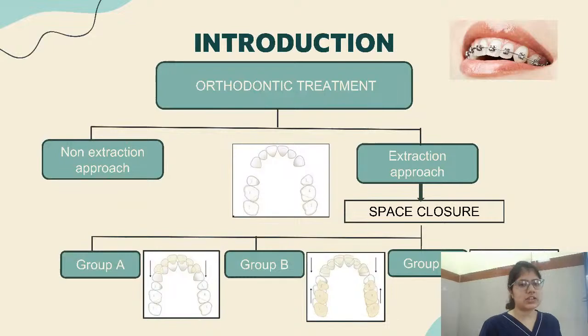In case of extraction approach, space closure can be done by group A anchorage, in which anterior retraction is done by 75% and 25% posterior protraction. Group B anchorage, in which 50-50% of space is closed by anterior retraction and posterior protraction. And group C, in which 75% of posterior protraction occurs.